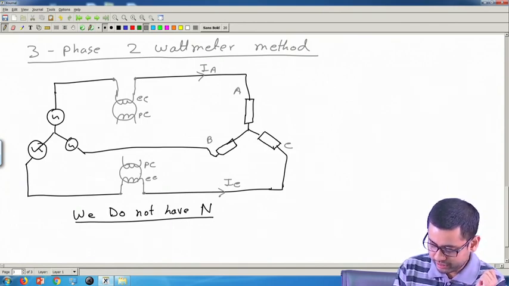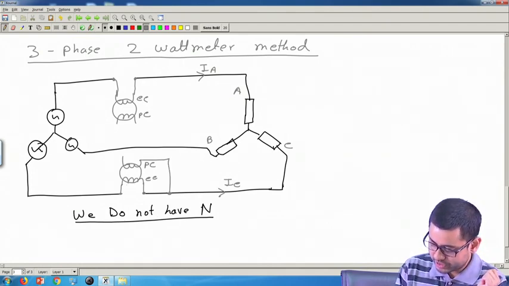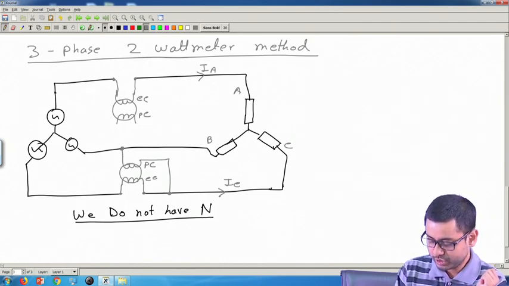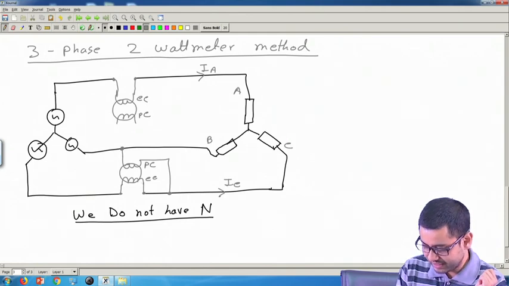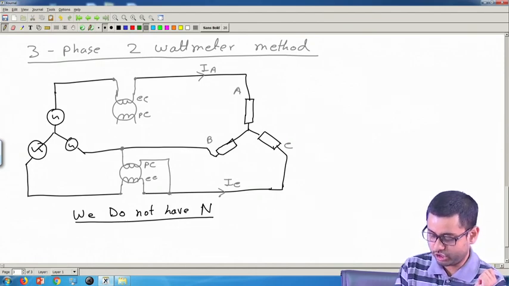And the voltage coils will measure the voltage between the corresponding line and the unused one. So this is measuring line current C. So we'll measure the voltage between C and the unused line, which is B. The corresponding line means here it's C, the current coil is in C phase, and the pressure coil therefore will go between C and B, which is not used.